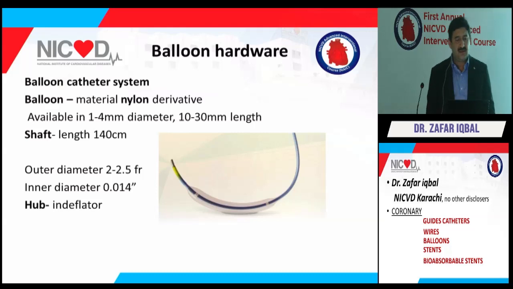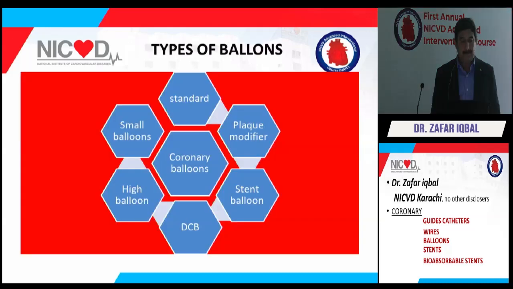This is the balloon hardware. The balloon is made of a nylon derivative, available in 1 to 4 millimeter diameters and 10 to 30 millimeter lengths, and the shaft length is 40 centimeters. The outer diameter is 2 to 2.5 French, and the inner diameter is compatible with a 0.014 wire. So it can be taken into a conventional 5 French or 6 French guiding catheter, and the hub is for attachment of the inflation device. Types of balloons: there are lots of balloons, like standard balloons, plaque modifiers, stent balloons, drug-coated balloons, small balloons, and high-pressure balloons.